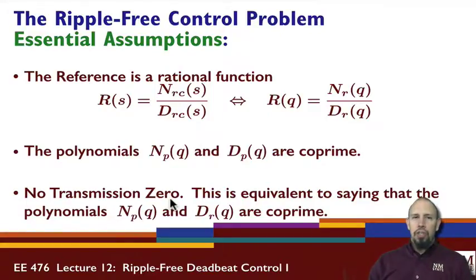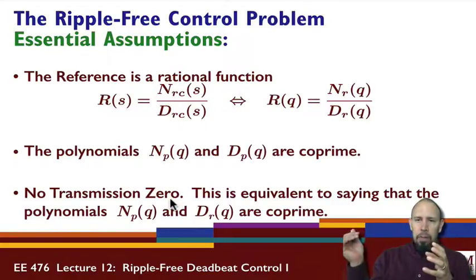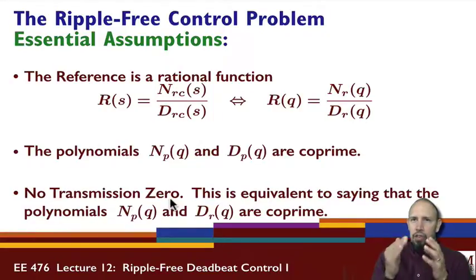So what is a transmission zero? A transmission zero is for the system. You're going to apply an input to the system. Okay, and the transmission zero basically is associated with the question, am I going to try to track a signal that I can actually track? Okay, that's basically the problem.